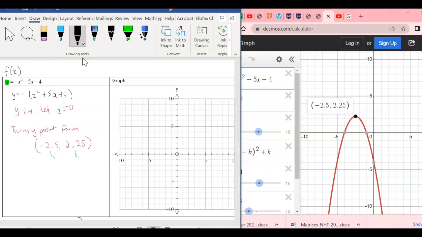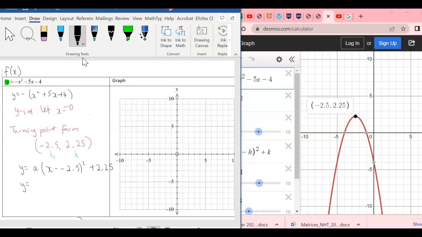So what we can do is say, I'm going to have my parabola. So h is negative 2.5, so don't forget it's x minus h. Close the bracket. Squared plus k, so 2.25. Your value of a in this case is negative 1.